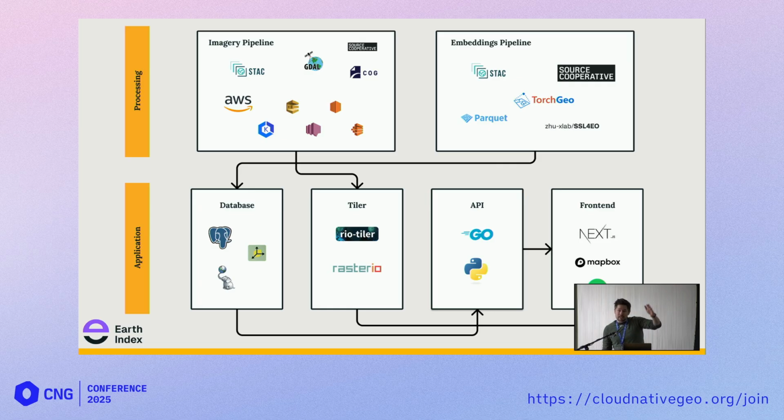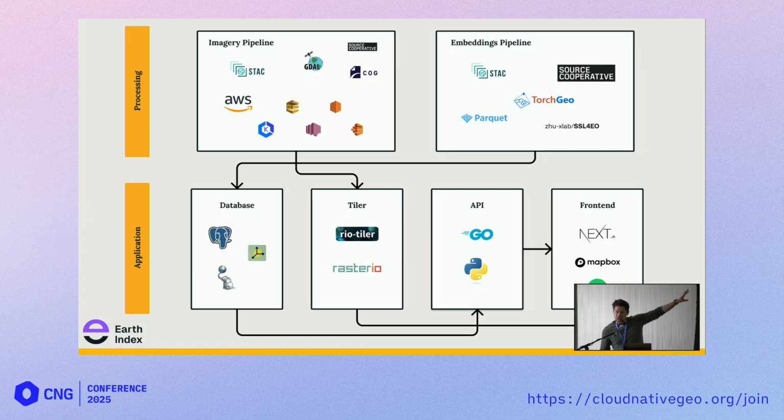And then once we have the data set of clean imagery, we have to generate all of the embeddings, and that's a completely separate pipeline that we run some models from the Zoo Lab and generate that and push that out as well into GeoParquet. Finally, we move on to the application tier.